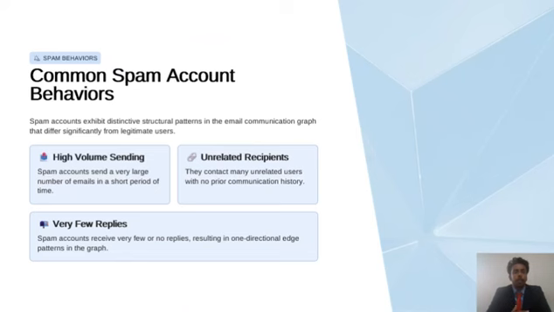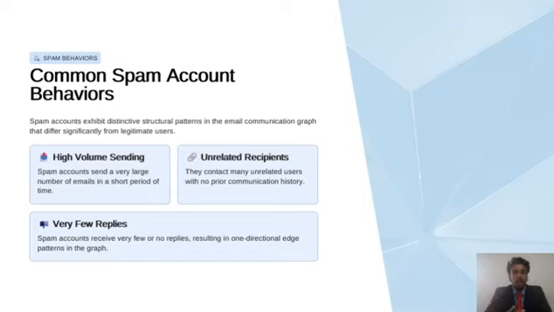Next is common spam account behaviors. Spam accounts usually show some distinct behavior patterns in the communication graph. One common behavior is high volume sending. Spam accounts often send hundreds or even thousands of mails within a short time. Another behavior is sending emails to unrelated recipients.